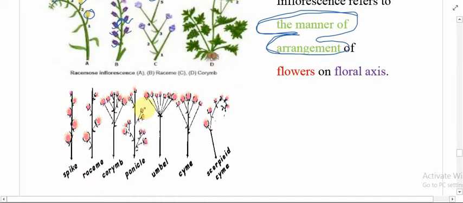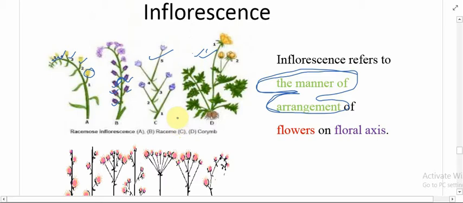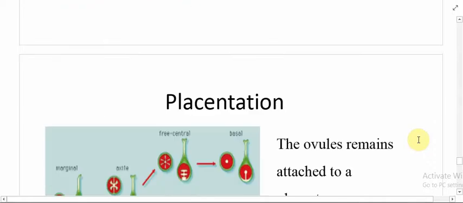Here is another one. This is a simplified diagram, and these are the different inflorescence patterns. In higher classes, you will get to learn about them. So look, all the arrangements of flowers are different. So this is also a character to identify different flowers when you go about the scientific, more detailed study of them. Just for your knowledge, you need to know the definition of inflorescence: the manner of arrangement of flowers on the floral axis.